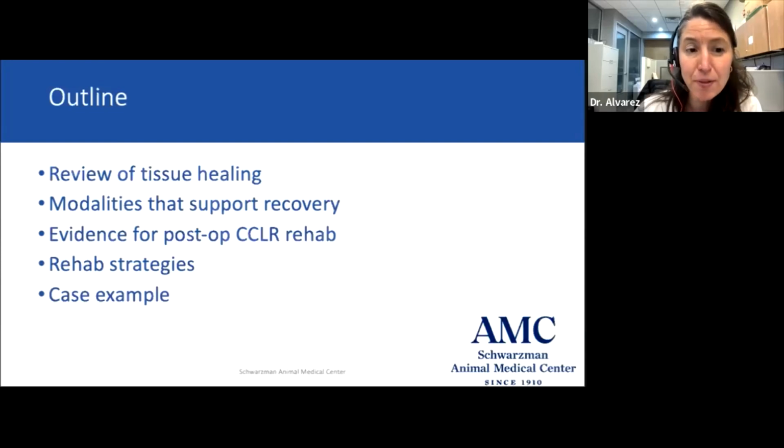And then we're going to talk about some of the modalities, their mode of action, and their evidence on how that can also improve recovery for patients. I'll present the systematic review that I published on the evidence we have for recovery of specifically post-cruciate ligament patients. And then finally, I hope to spend the majority of the time on some specific rehab strategies, teaching you some exercises that you can introduce to your clinic and with your patients, and a nice case example.